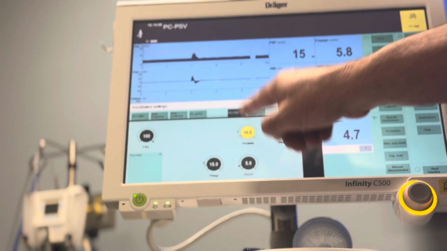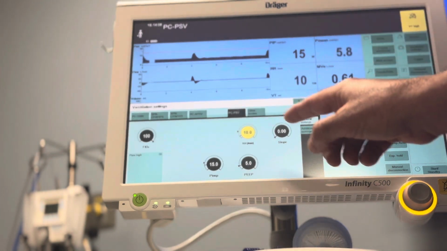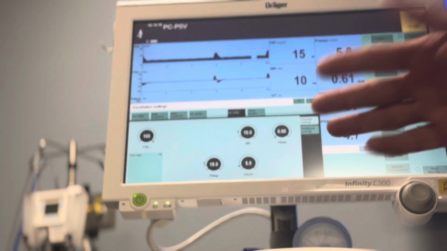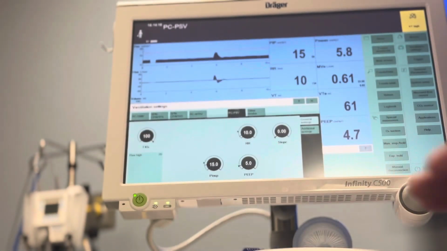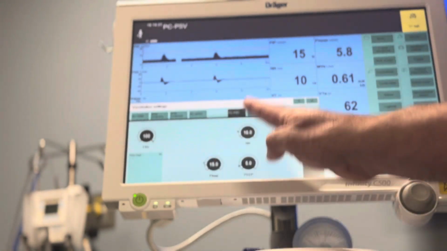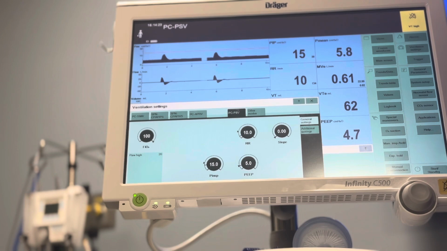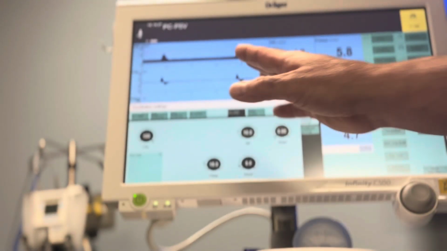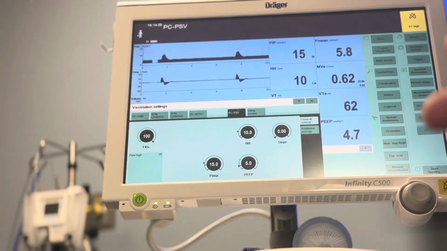But then you have this rate set right here. So you have a set rate of 10 right now, right? But that rate is not like an SIMV rate. It's not a rate that's incorporated in the patient. And you can see there's no inspiratory time set here. So there's no time frame ever being applied in this mode. Every breath is essentially a pressure support breath. And the rate is a backup minimal rate.